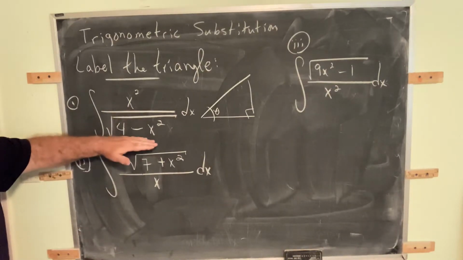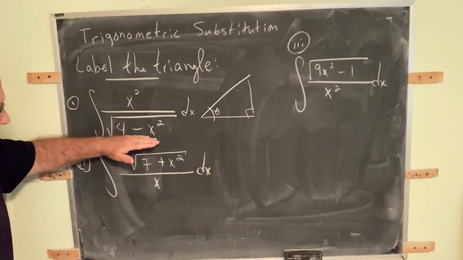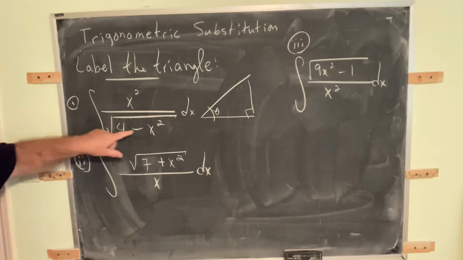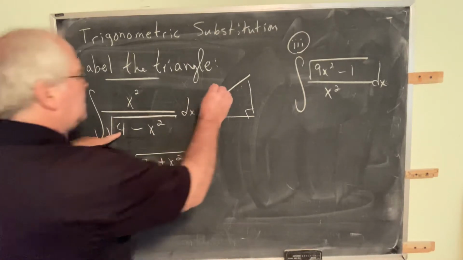So here, this is subtraction. Whenever this is subtraction, the hypotenuse is the square root of this first term. In this case, that's 2.